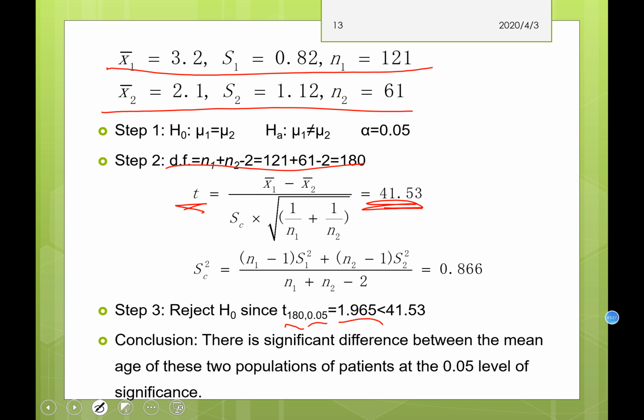So absolutely, this number is bigger than the standard value. So that means its corresponding P is less than alpha. So we need to reject H0. So the conclusion is there is significant difference between the mean age of these two populations of patients at the 0.05 level of significance. So that is all for this question.